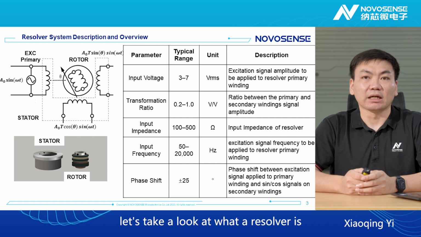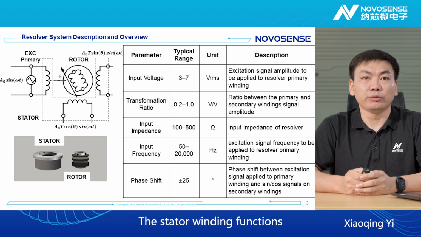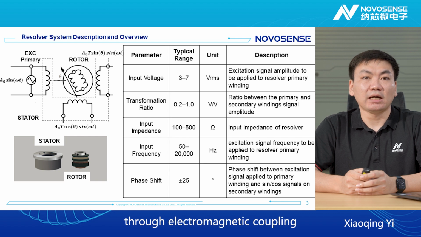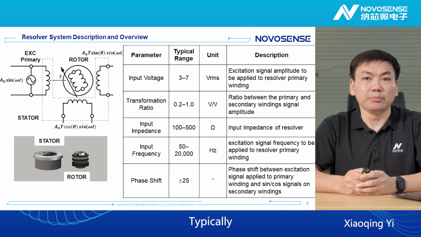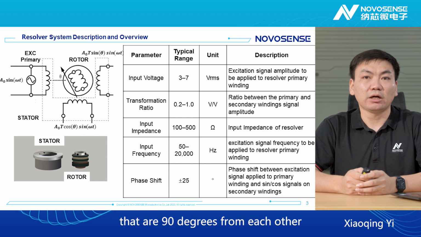First, let's take a look at what a resolver is. A resolver is an electromagnetic sensor used to measure the angular displacement and angular velocity of a rotating unit. It comprises a stator and a rotor. The stator winding functions as the primary side and receives excitation voltage, and the rotor winding acts as the secondary side and gets induced voltage through electromagnetic coupling. Typically, the secondary side uses two winding coils that are 90 degrees from each other.